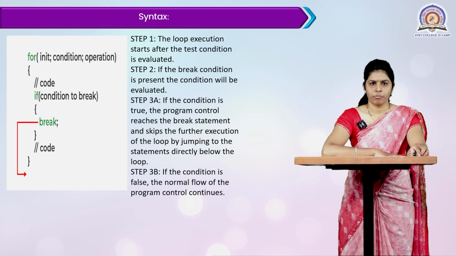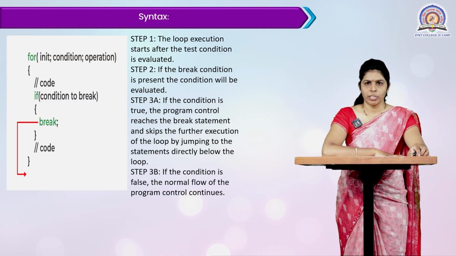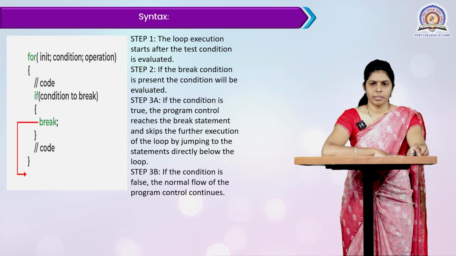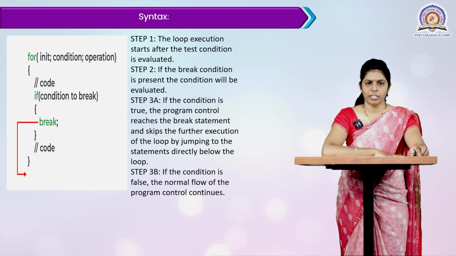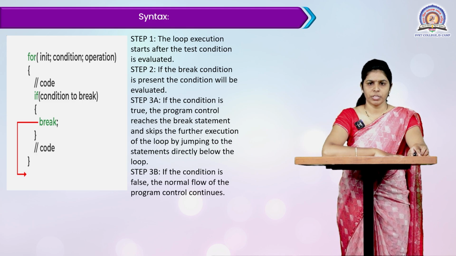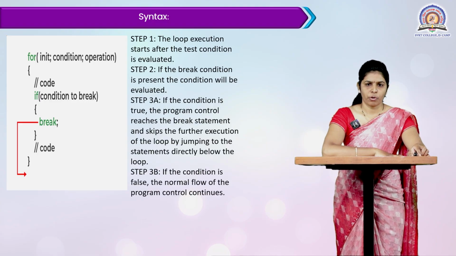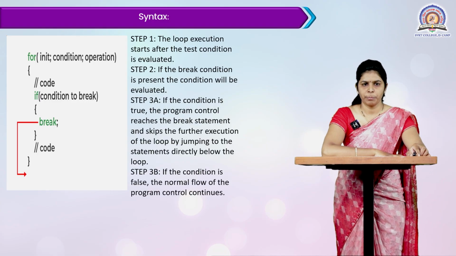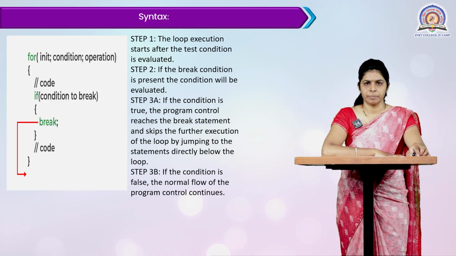Next, syntax of a break condition. Step 1, the loop execution starts after the test condition is evaluated. If the break condition is present, the condition will be evaluated. Next, if the condition is true, the program control reaches the break statement and skips the further execution of the loop by jumping to the statement directly below the loop. If the condition is false, the normal flow of the program control continues. So the break statement is not executed.